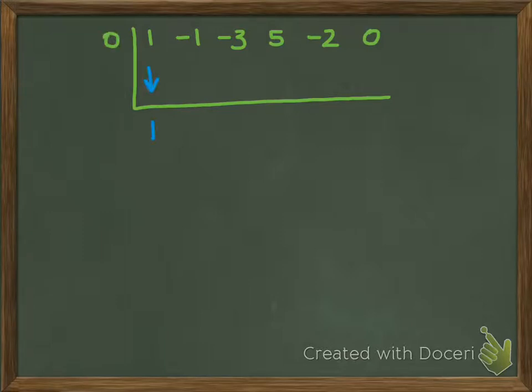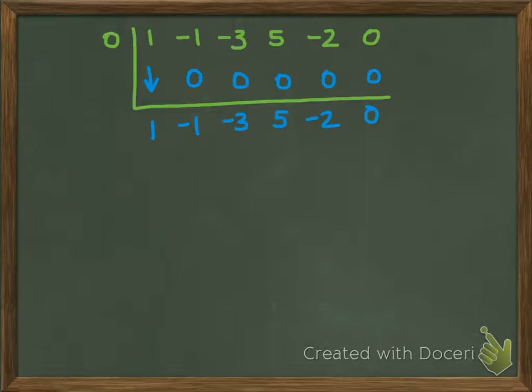So we bring down our 1. 1 times 0 is 0. Plus negative 1 is negative 1. Negative 1 times 0 is 0. Plus negative 3 is negative 3. Times 0 is 0. Plus 5 is 5. Times 0 is 0. Plus negative 2 is negative 2. Times 0 is 0. Plus 0 is 0. So it kind of looks like we didn't do anything here because it's the same numbers that we started with.